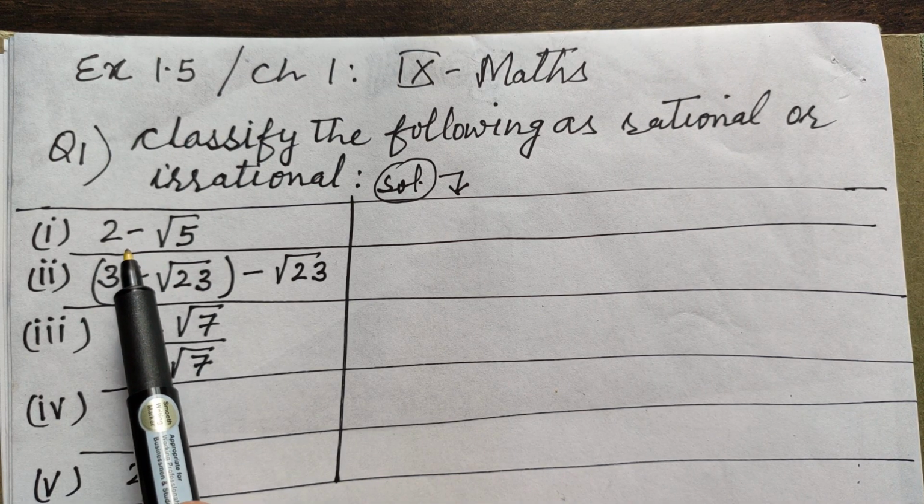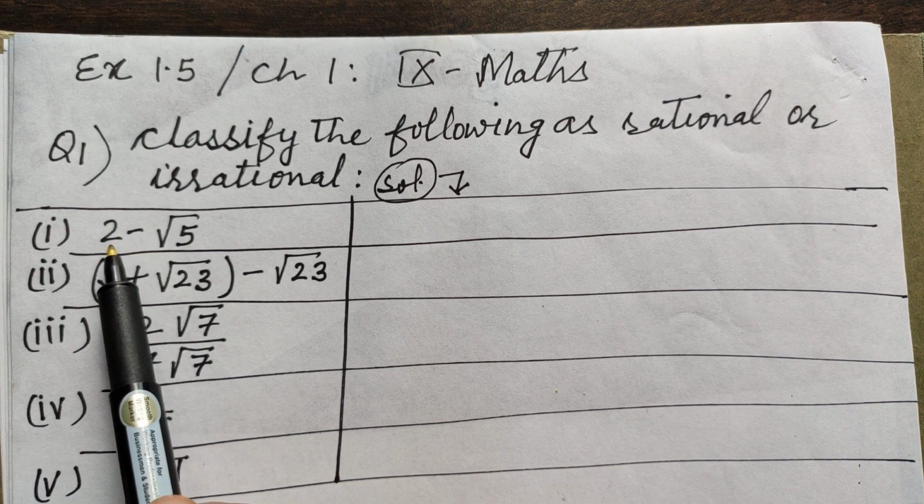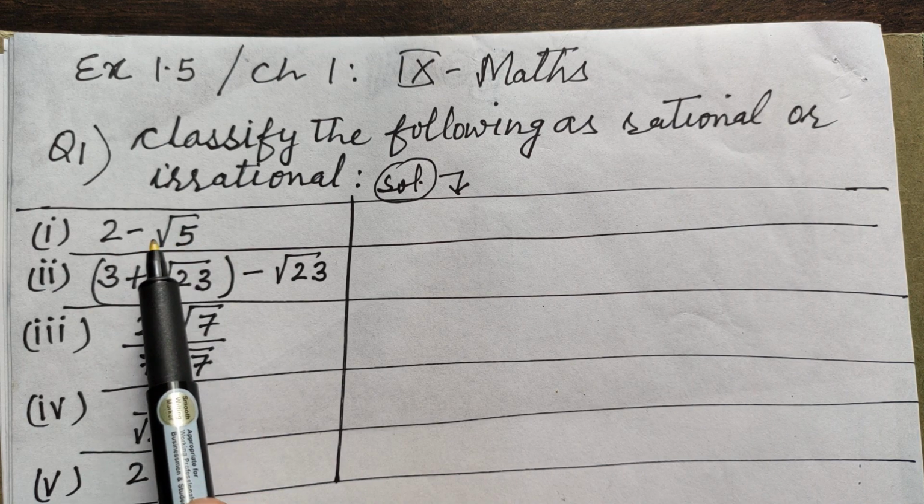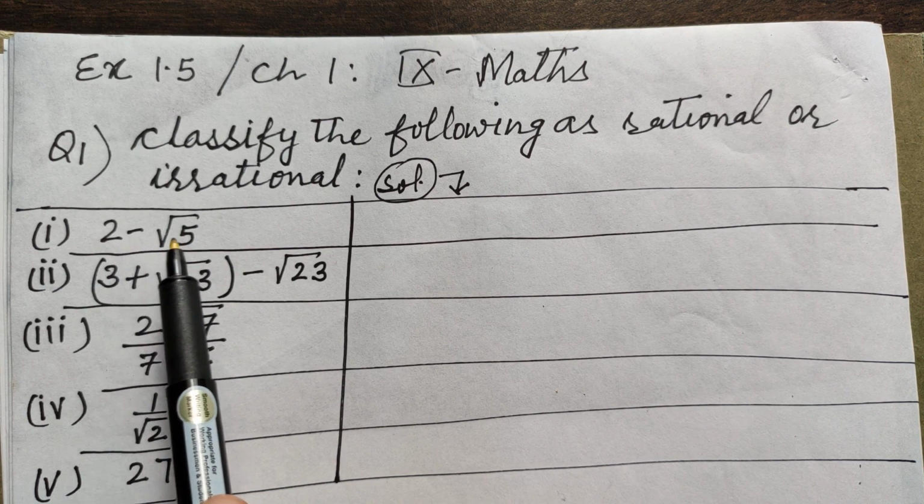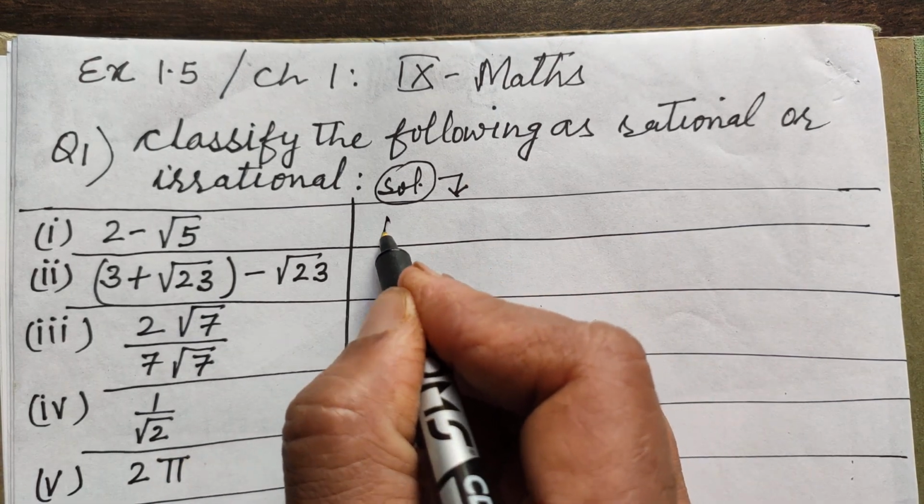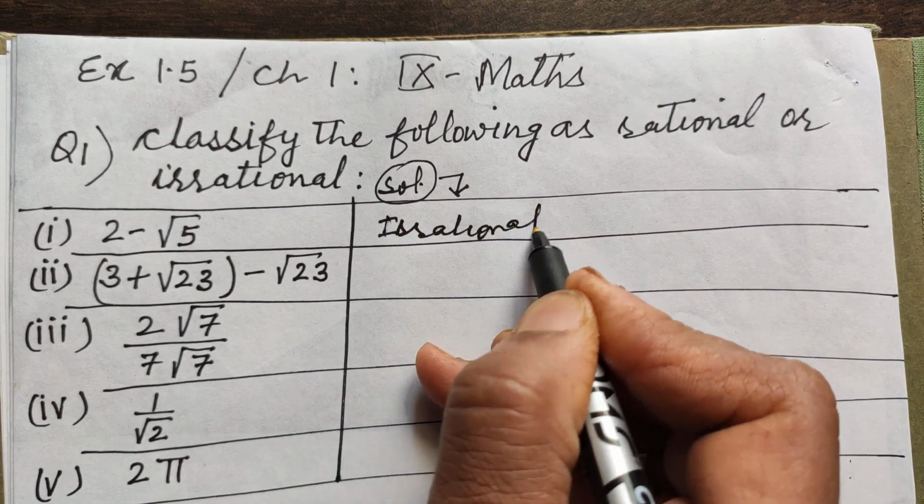It is reading 2 minus root 5. As you know, 2 is a rational number and minus root 5 is an irrational number. So 2 minus root 5 altogether is an irrational number. Irrational number.